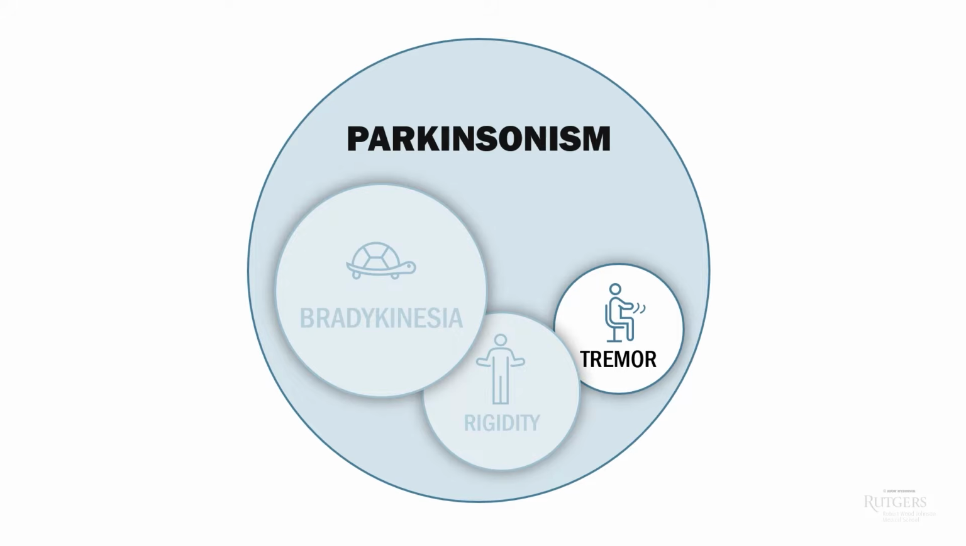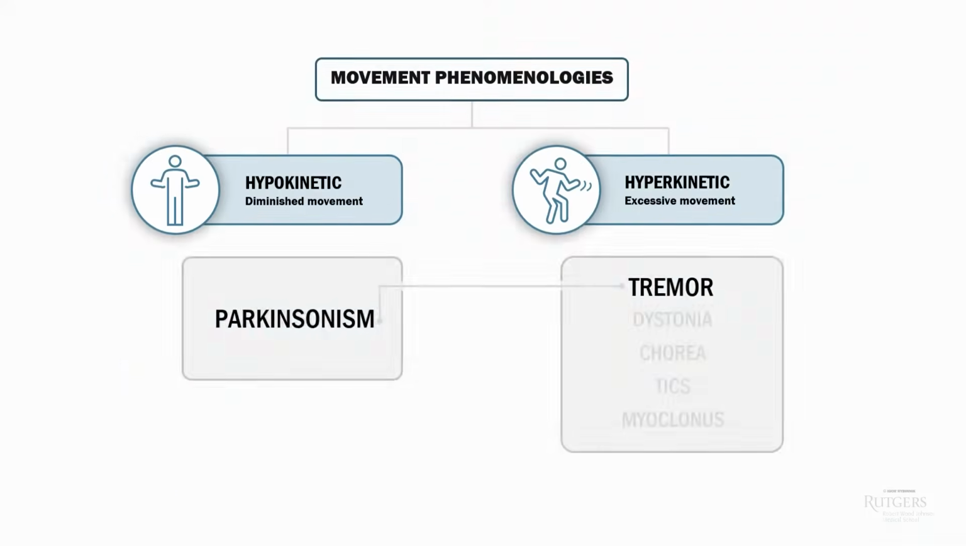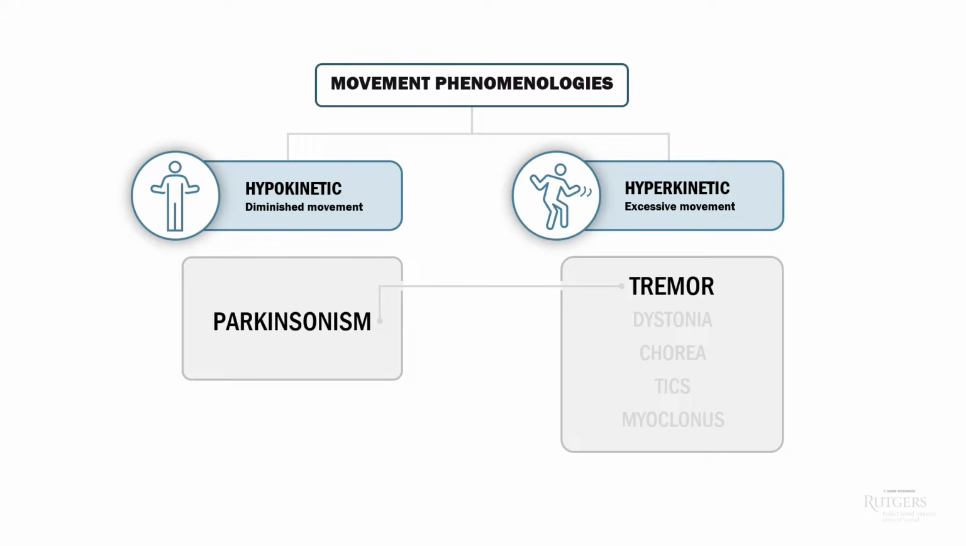Tremor is the third component of Parkinsonism, and it can be a prominent early motor feature. Now, tremor is excessive movement, which places it squarely within the hyperkinetic category. Do you see what I mean when I say the two categories are not entirely exclusive? Yeah, I realize that it's a bit paradoxical that one of the most prominent features of a hypokinetic phenomenology is actually a hyperkinetic movement, but bear with me.